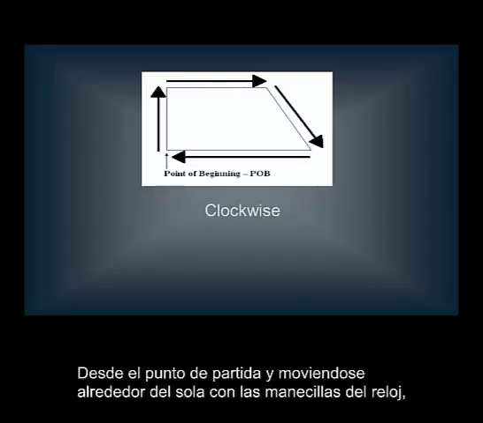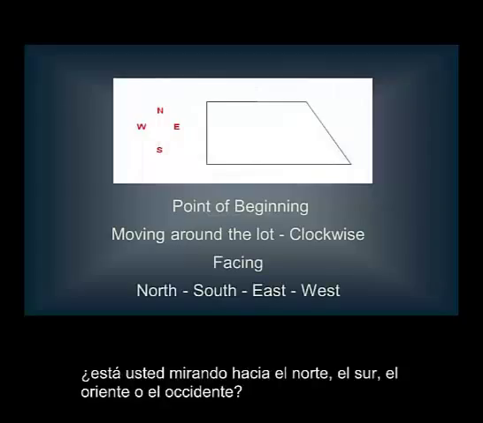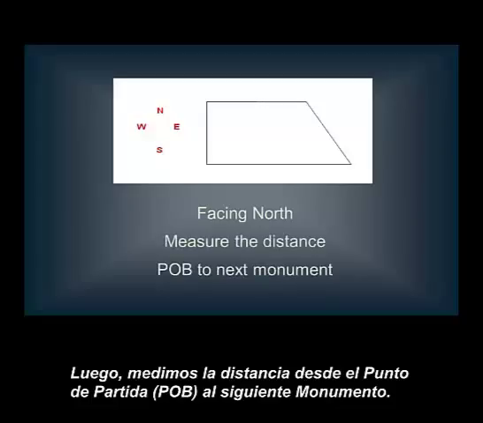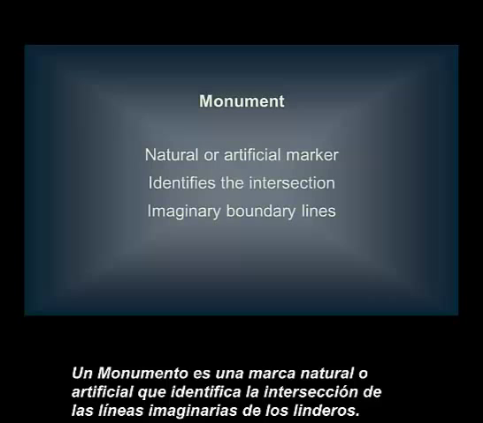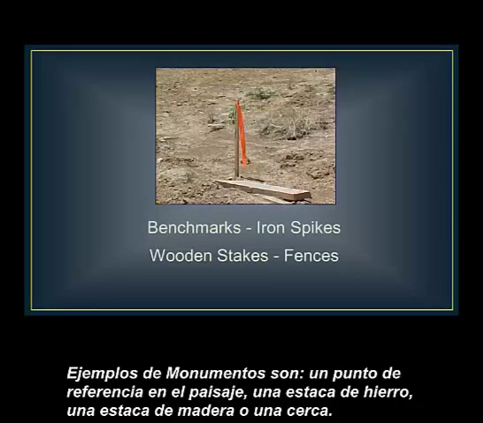Standing at the point of beginning, moving around the lot in a clockwise direction, are you facing north, south, east, or west? To keep this simple, let's say you're facing north. The next step would be to measure the distance from the point of beginning to the next monument. A monument is a natural or artificial marker that identifies the intersection of imaginary boundary lines. Examples of monuments are benchmarks, iron spikes, wooden stakes, and fences.